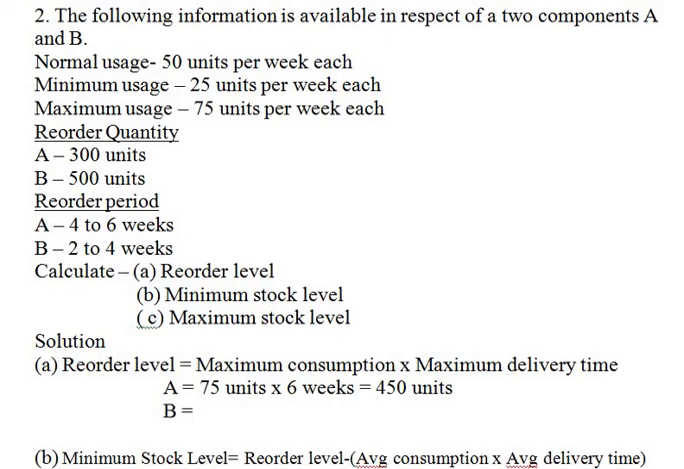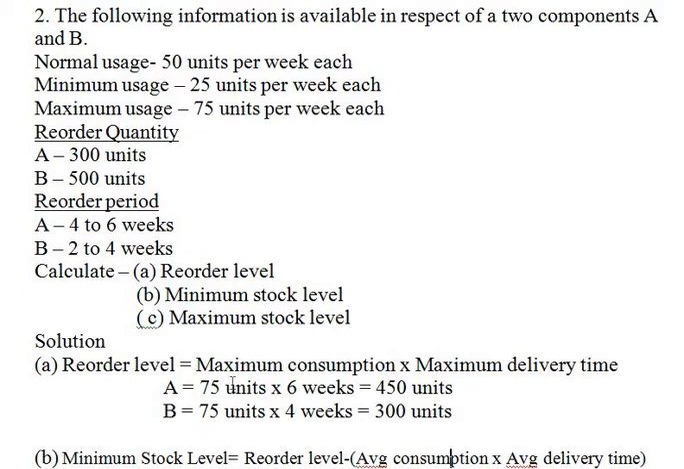Now the same thing we need to calculate for B also. Again maximum consumption for B. They have given 75 units per week each. It means for B also maximum consumption is 75 units, into maximum delivery time. Here they have given reorder period for B. B minimum is 2 and maximum is 4. So maximum delivery time we need, that is 4 weeks. 75 into 4, that is 300 units. Hope everybody is understanding this.